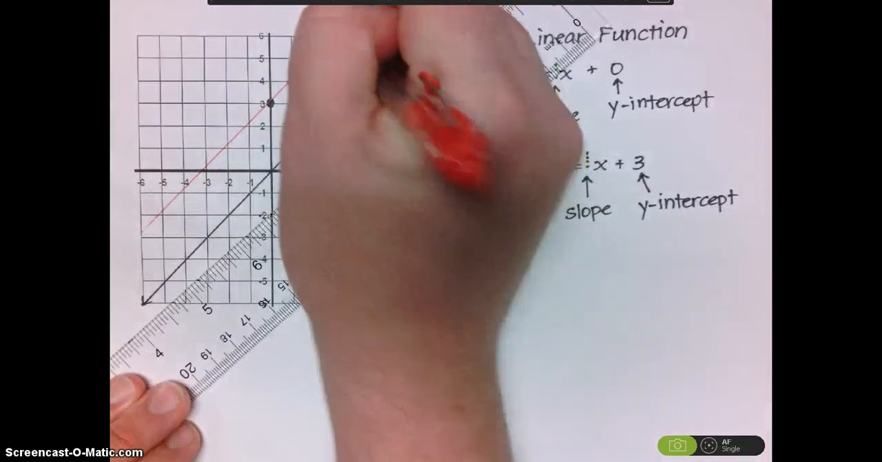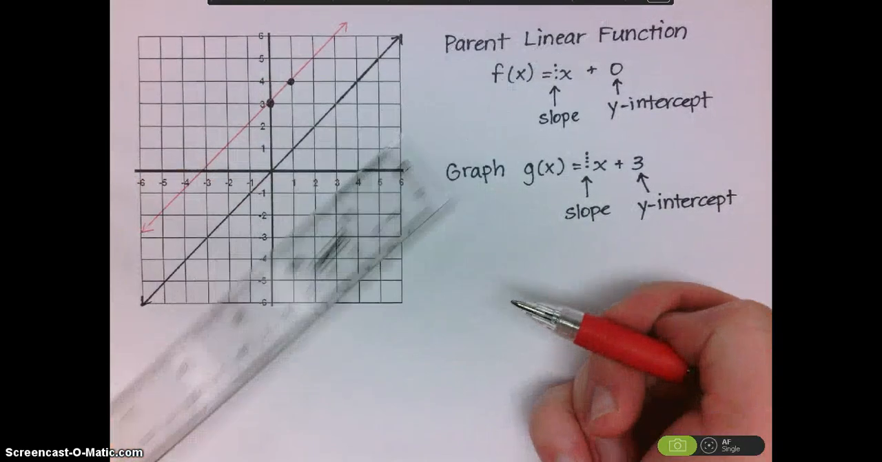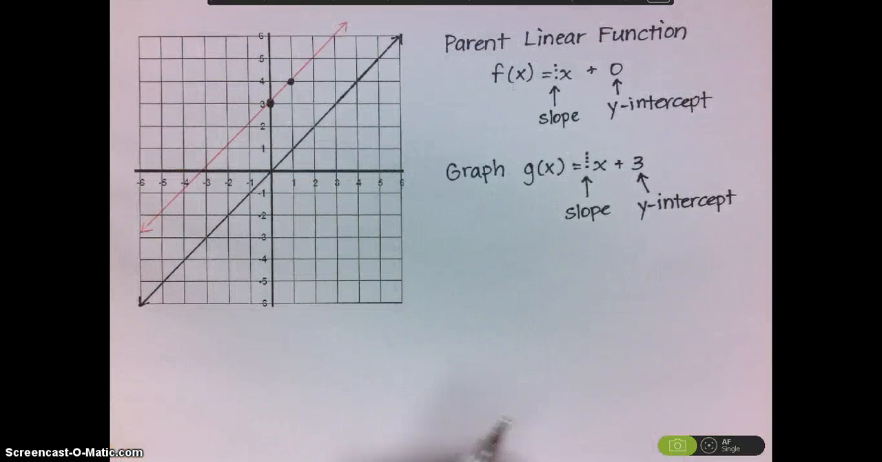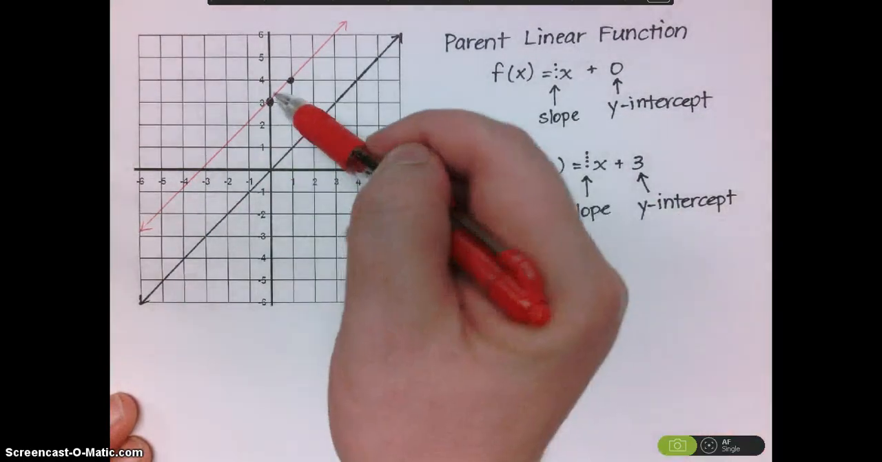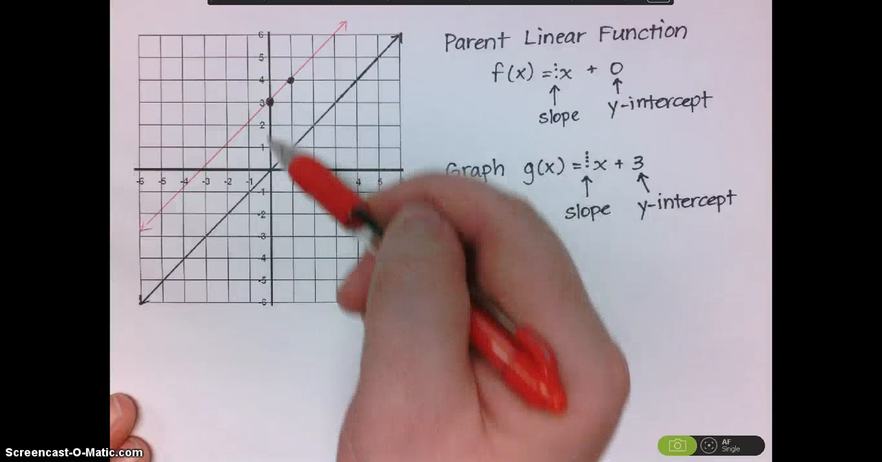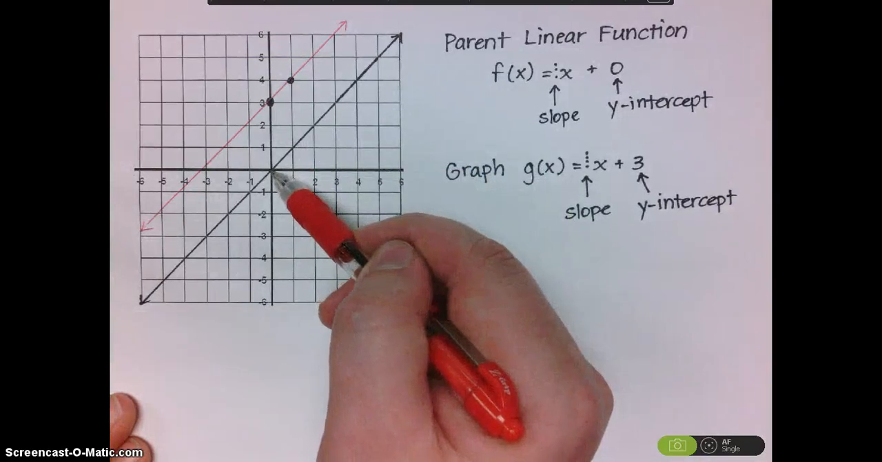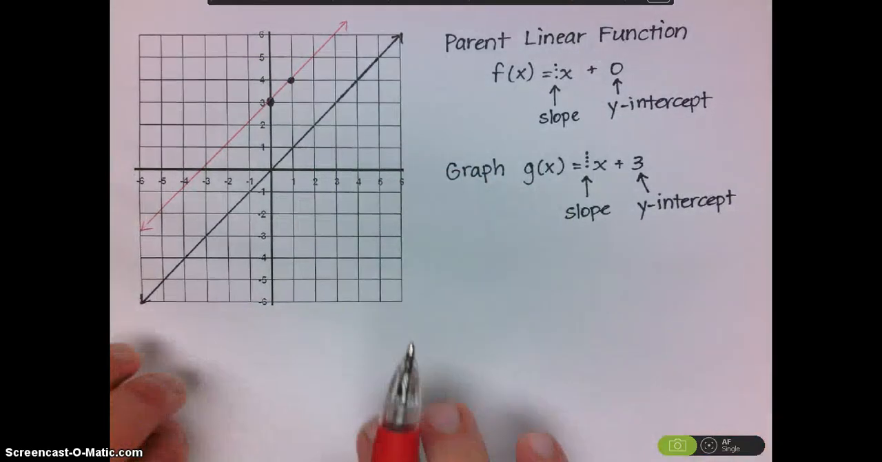Perfect. As you can see right away, both of those lines are parallel to one another, all right? But the second line, the g of x function, crosses at positive 3 instead of crossing down below at the origin.